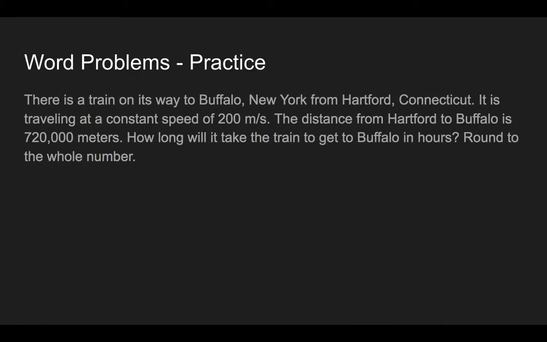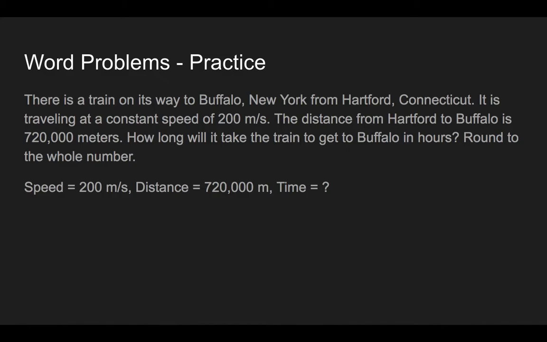So, some word problems to practice. There is a train on its way to Buffalo, New York from Hartford, Connecticut. It is traveling at a constant speed of 200 meters per second. The distance from Hartford to Buffalo is 720,000 meters. How long will it take the train to get to Buffalo in hours? Round to the whole number. So we know that the speed is equal to 200 meters per second. We know that the distance is equal to 720,000 meters, and we don't know what the time is equal to.